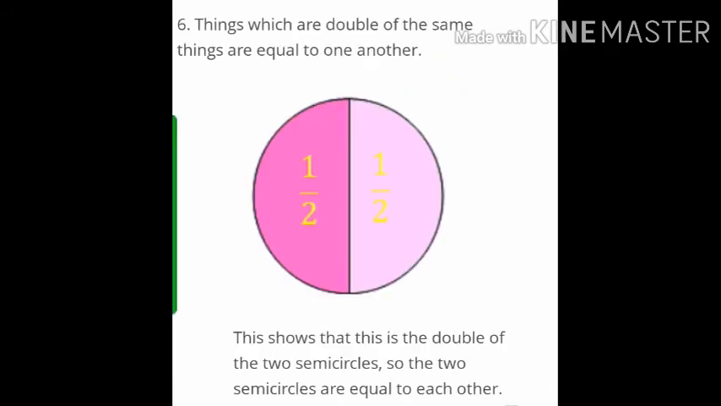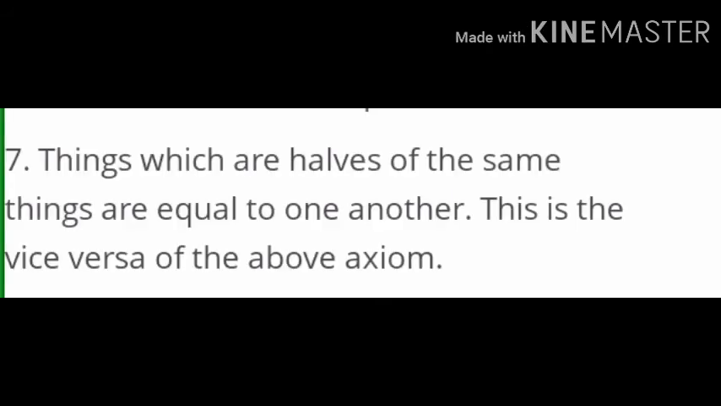Next axiom: things which are double of the same things are equal to one another. This shows that this is the double of the two semicircles. So, the two semicircles are equal to each other. Next axiom: things which are halves of the same things are equal to one another. This is the vice versa of the above axiom.